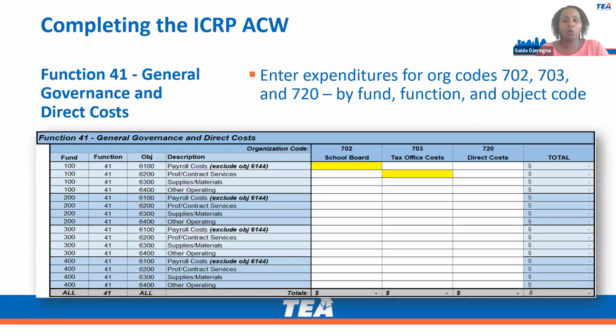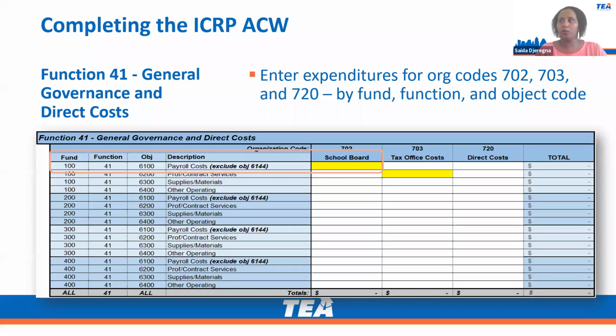Except for excluded cost and org 720 direct costs, expenditure within function 41 are treated as indirect costs for the indirect cost rate calculation. When calculating indirect cost rates, expenditure within function 41 are treated as follows. Org 702 school board is excluded cost, org 703 tax office is excluded cost, and then org 720 direct cost is treated as direct cost. I'll go ahead and give you 2 examples of simple queries to run in this section to get the information that you'll need.